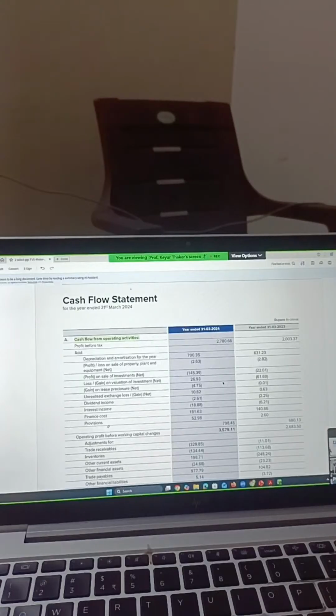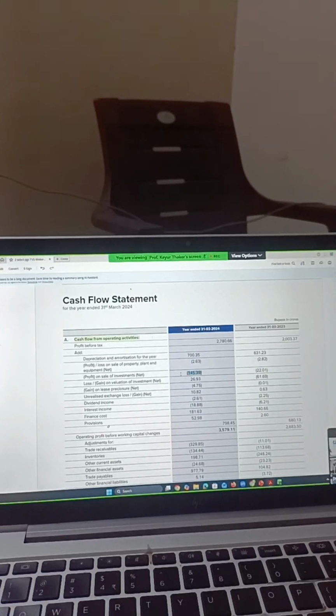So a company also does the same thing. The company acquires an asset. At that time there is a cash outflow from investment activity. When a company acquires an asset, it spends a huge amount of cash to buy that asset. But then that amount is adjusted in the P&L statement over years in the form of depreciation. So 700 crore is depreciation.